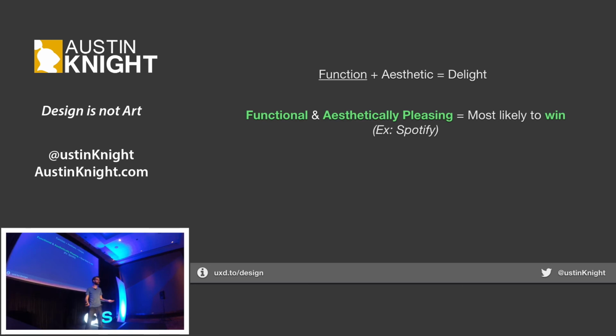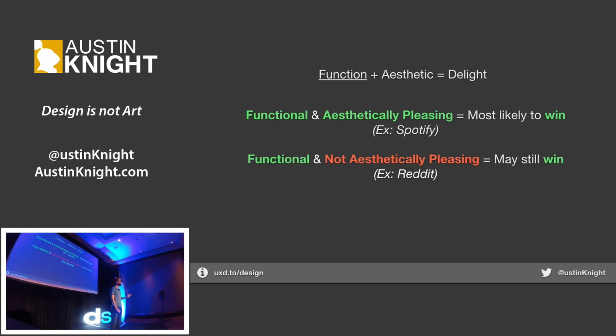There are millions of examples of these. A great example is Spotify. That's a really, really good-looking product that also performs its function very well, and people love it. If we were to create a product that was functional but not aesthetically pleasing, it actually may still win. There's also a lot of examples of these out there. Reddit is a really good example.